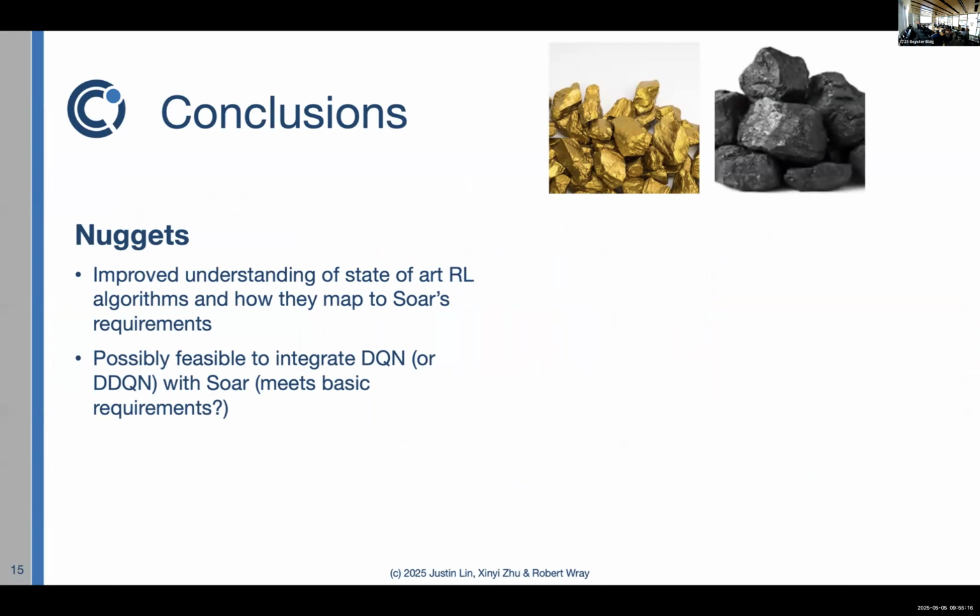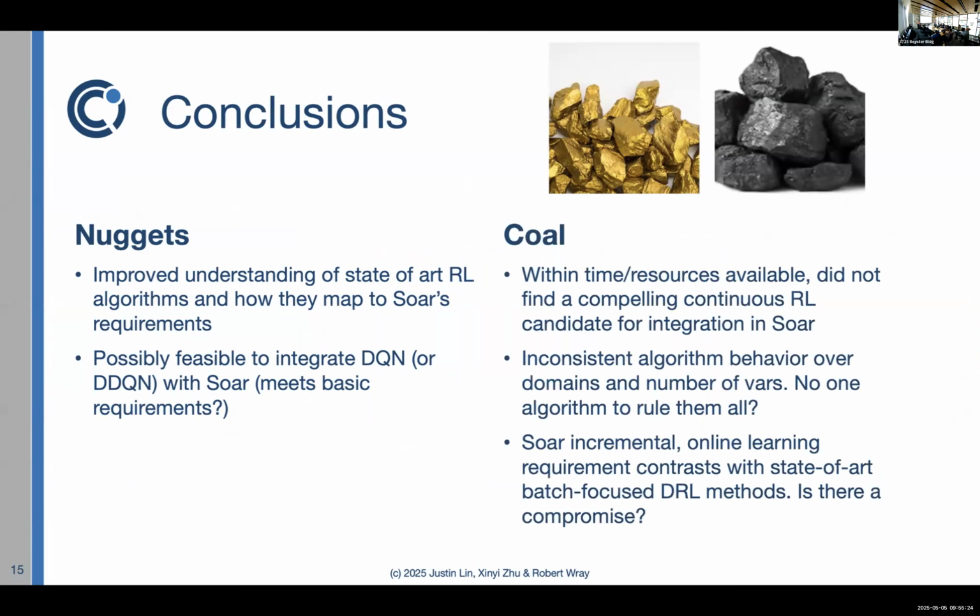to SOAR's requirements. It's possible that DQN or double DQN might work for us with a little bit more exploration. And then in terms of the goal, we didn't come up with, wow, this is the algorithm for SOAR, which was ambitious, but that's where we hoped, but didn't quite get there.